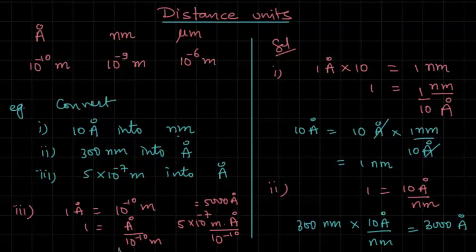So this conversion factor again will multiply to 5 into 10 to the power minus 7 meter. And again, meter and this meter will get cancelled out, and we'll get 5 into 10 to the power minus 7 upon 10 to the power minus 10 Armstrong. Actually, I should have written meter here. Yeah. So this meter and this meter will cancel out, and this will become 5000 Armstrong.